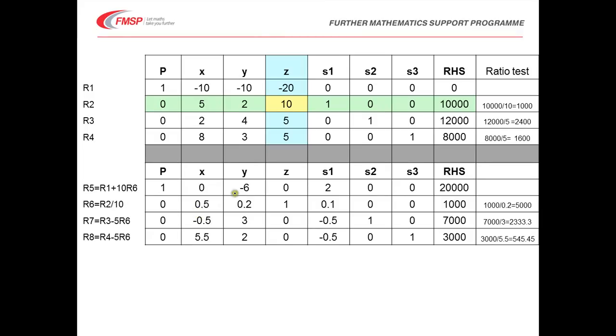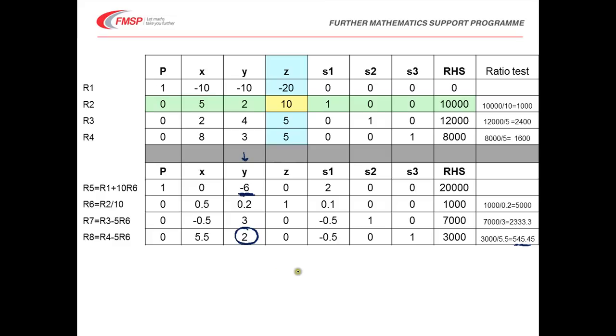And we can see immediately that this is not optimal because we still have a negative value in the objective row, and the optimal solution is reached when we have no negatives left in the objective. So now we're going to pivot on Y, and you'll see that I've already done the ratio test here, and you can see from that ratio test that the smallest ratio is 545.45, which is there. So this now becomes our pivot element.